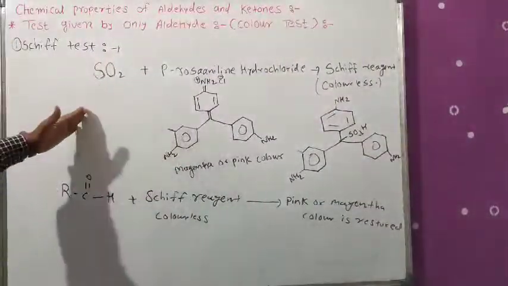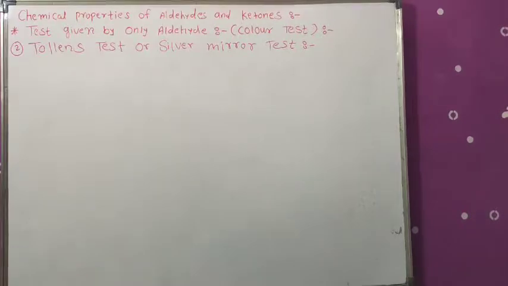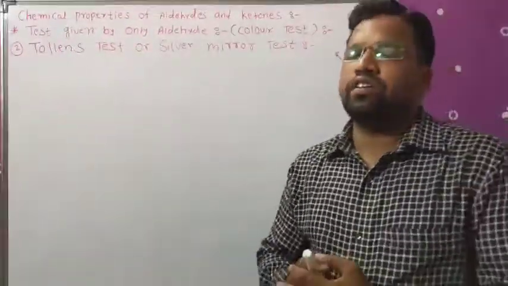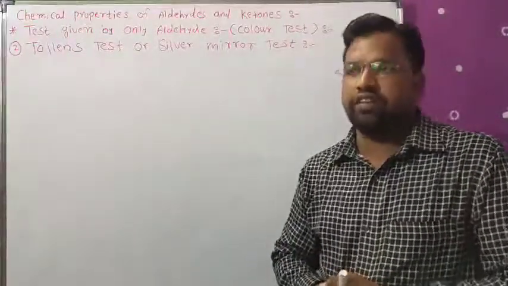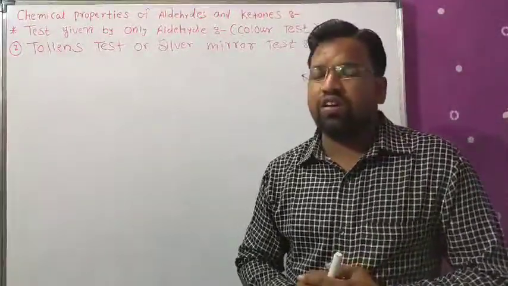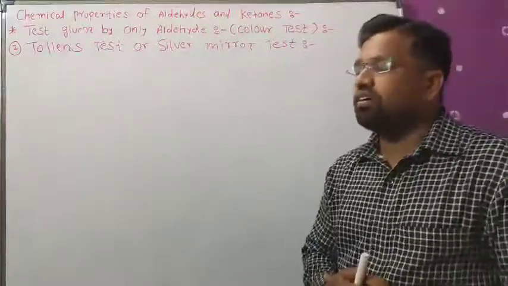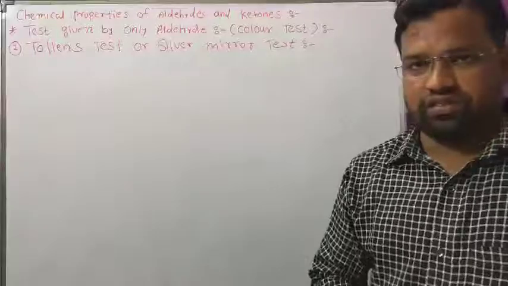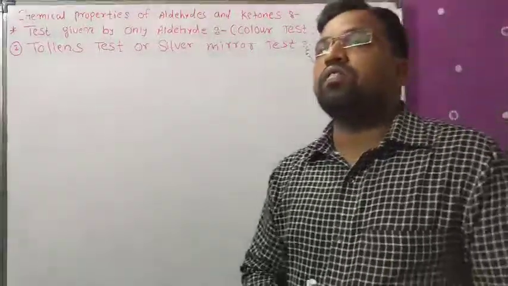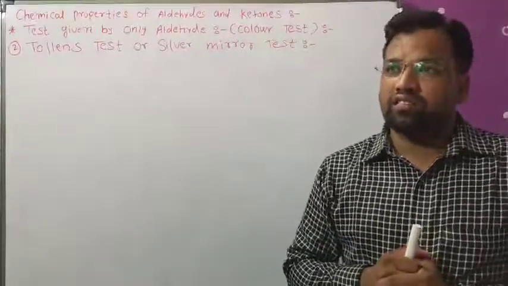Firstly, write down this test. Dear students, we just completed the first test, that is the Schiff test. The Schiff test is only shown by the aldehyde and not a ketone. Okay, now our next test for the aldehyde, that is the color test for the aldehyde, is the Tollens test, or it is also called a silver mirror test. Now firstly we see how the Tollens reagent or the silver mirror test takes place.